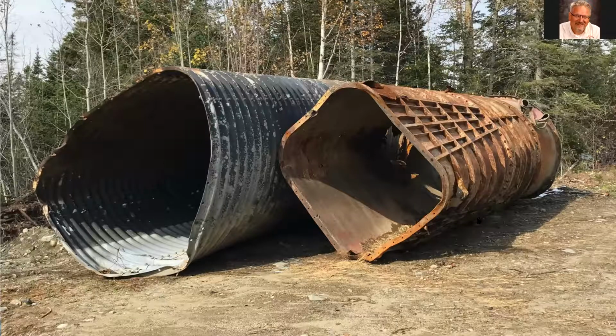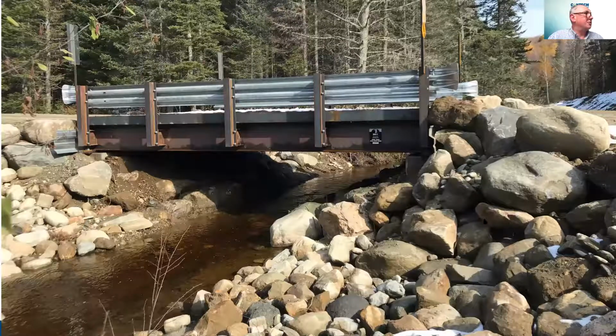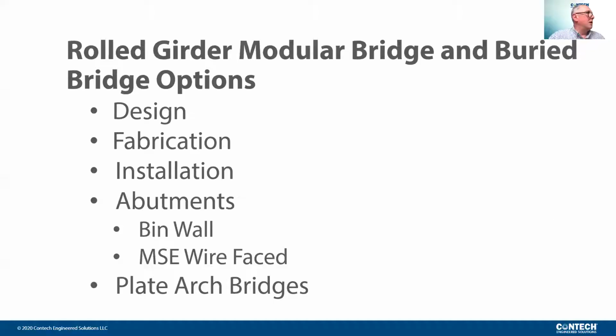Okay, so here's our pipe that was pulled from likely a paper mill. And here's our modular bridge, which obviously is appropriate structure selection for the same stream crossing. I'm going to run through rolled girder modular bridges, as well as some bridge options, touching on design, fabrication, installation, some abutment information, including bin wall and MSE wall, as well as some plate structure information I hope is new to you.